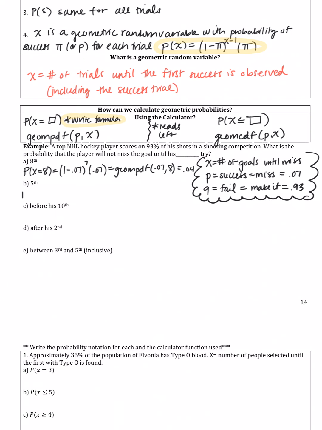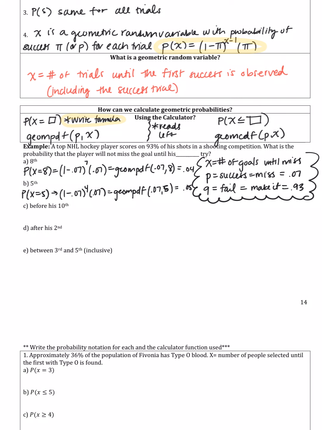What about the 5th try? 1 minus 0.07 to the 4th times 0.07. You can either crank that out, or you can use geometric PDF 0.07 and not 4, my bad, 5. And you should get 0.05.